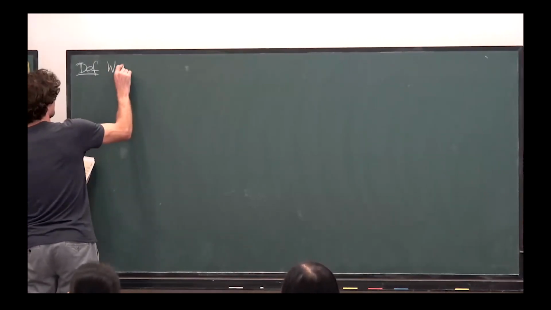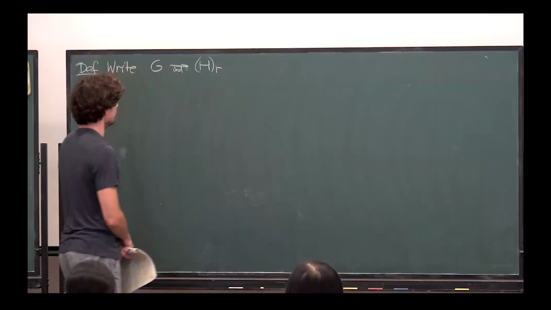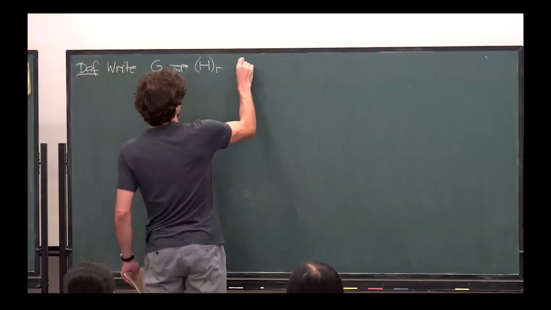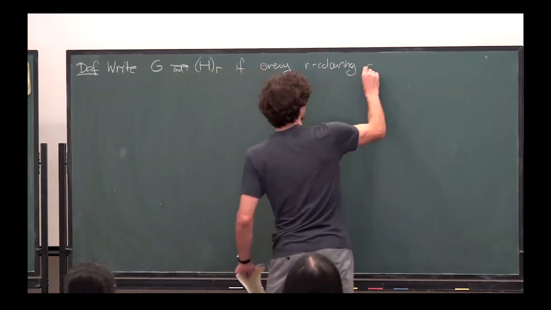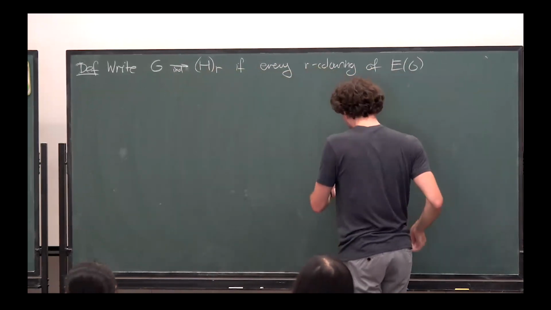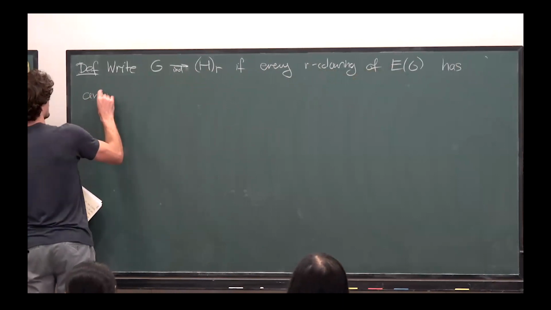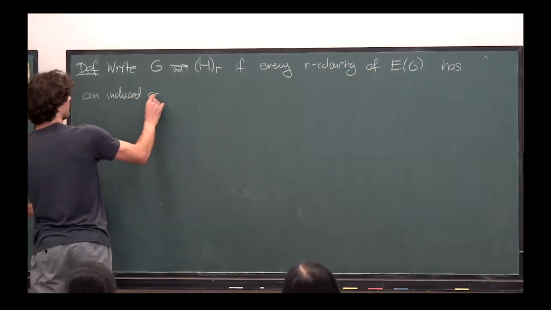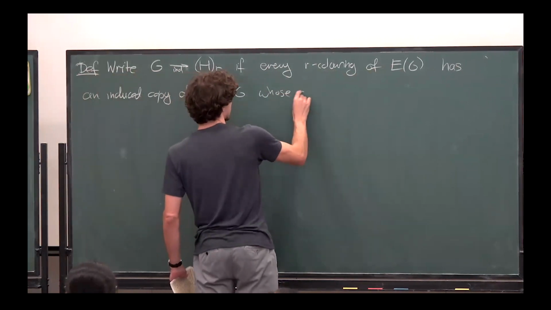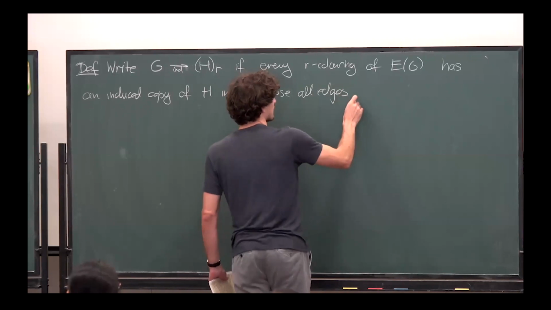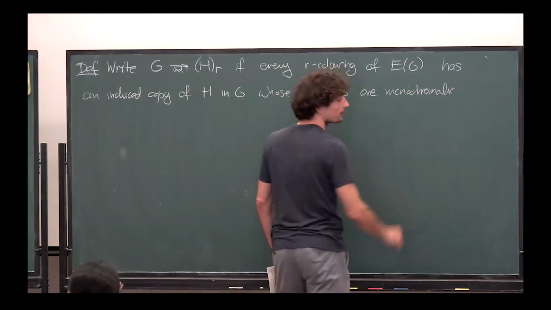All right. G is induced Ramsey for H in r colors if every r-coloring of the edges of G has an induced copy of H in G whose edges are all monochromatic. So all edges are of the same color.